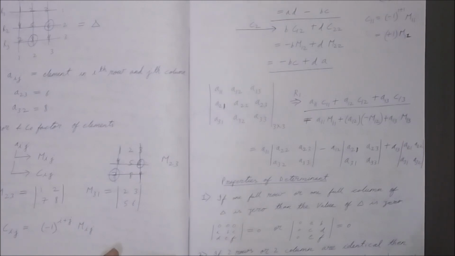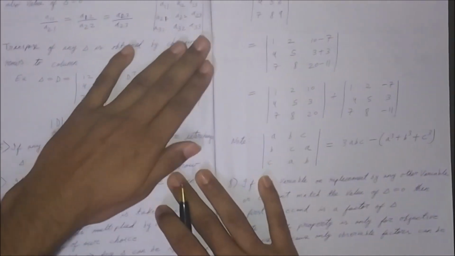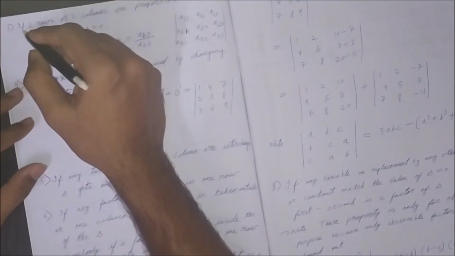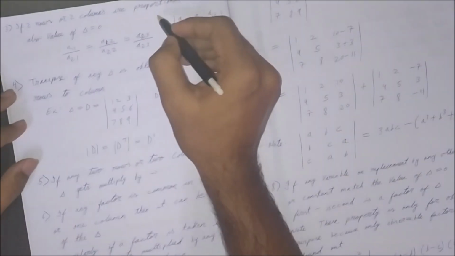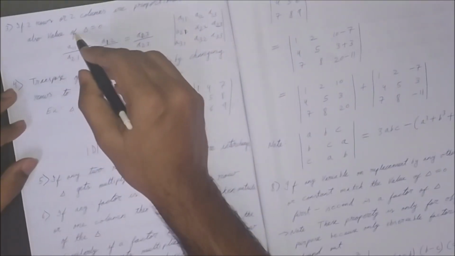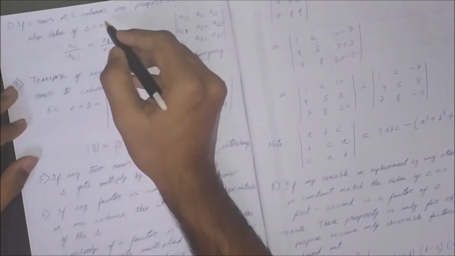Likewise, if we have two columns the same, then the value of that determinant will be 0. A A A, B C D. So two columns are identical, that is, the same. So the value of this determinant is 0. Now we have the third property. If two rows or two columns are proportional, then also the value of the determinant equals 0.